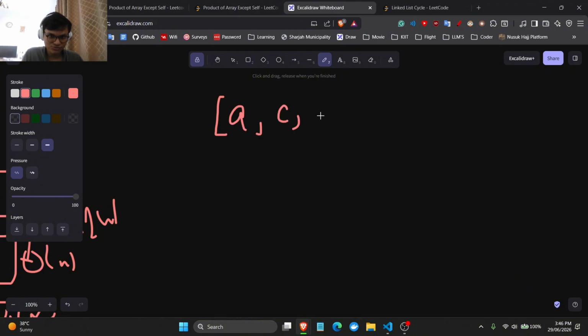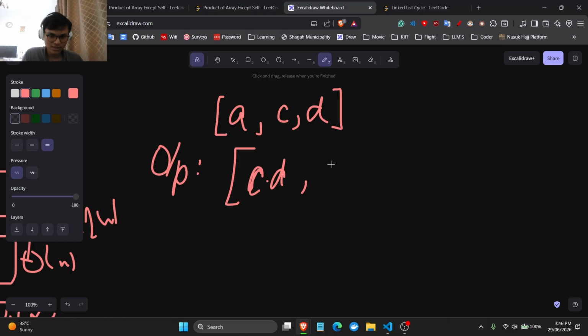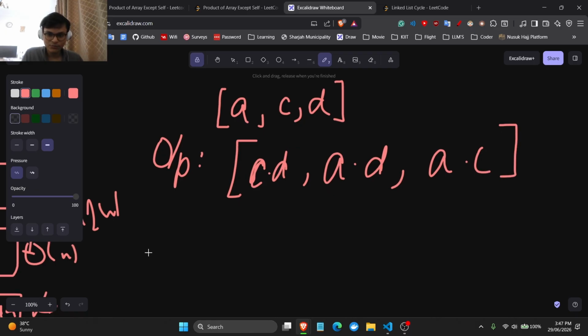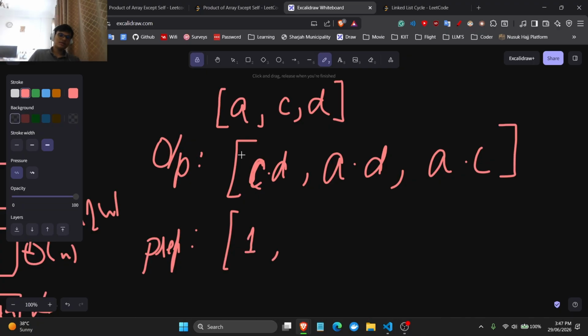I have A, comma, let's do 3 examples, simple. What I want in the output is C into D. Then I want A into D, and then I want A into C. Okay. When I do a prefix array of this, I get 1 over here because prefix of A is 1. Then when I do prefix of this, I get A into C. When I do prefix of D, I get A into C into D.